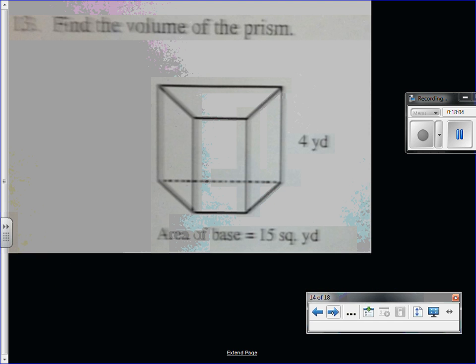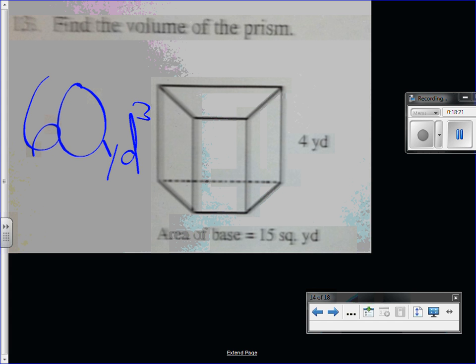Okay. Next problem. What's awesome about this shape? The base is already found for you. So all you have to do is 15 times 4. And you get a lovely number of 60. Yards cubed. Because it is volume. Next one.